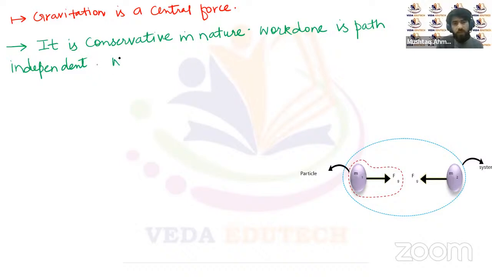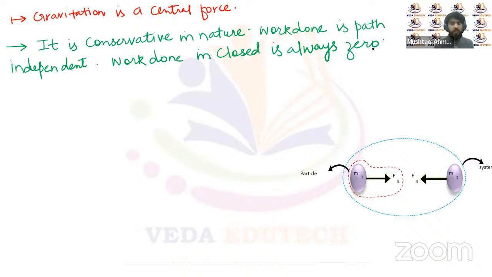And work done in a closed path is always equal to zero, right? Since gravitational force is a conservative force, the work done in a closed path will always be zero, and the work done will only depend upon the initial point and the final point. It will not depend upon the path followed, right? So these are some of the properties of gravitational force.